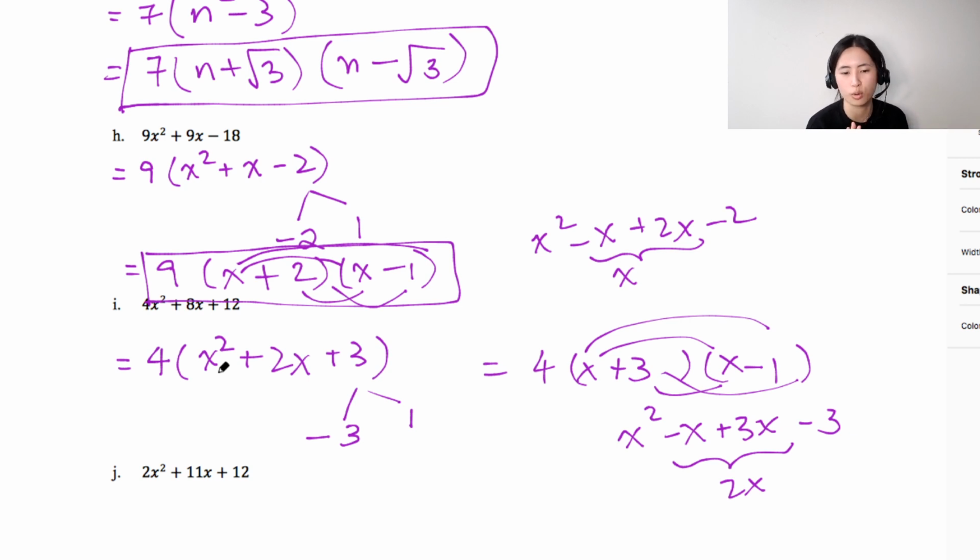But within the scope of this course, we're not supposed to deal with imaginary numbers, so we're not going to do that. So the final answer would just be 4 times x squared plus 2x plus 3. The reason is because you're going to have imaginary numbers. And you can't use negative 3 and 1, even though it gives you 2x, because if you multiply negative 3 times positive 1, you're going to get negative 3 and not positive 3. So this is not possible to factor.